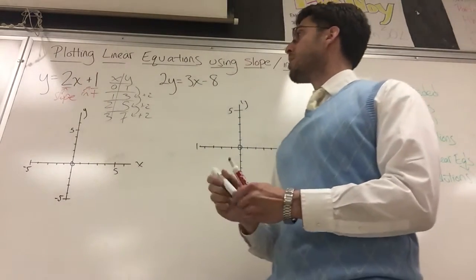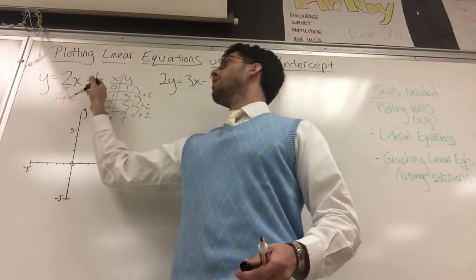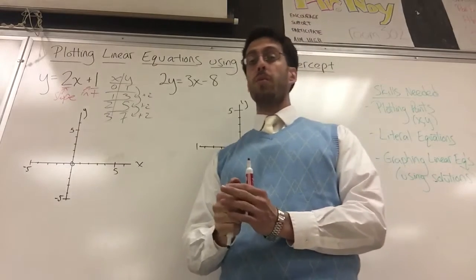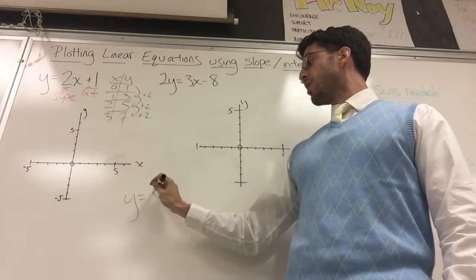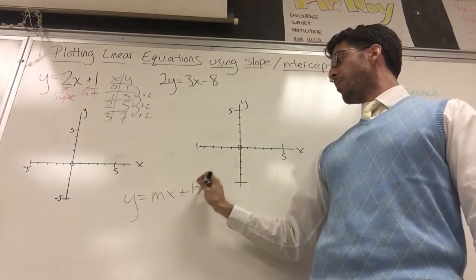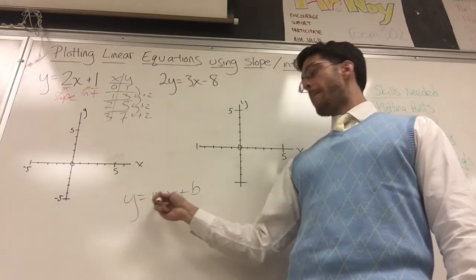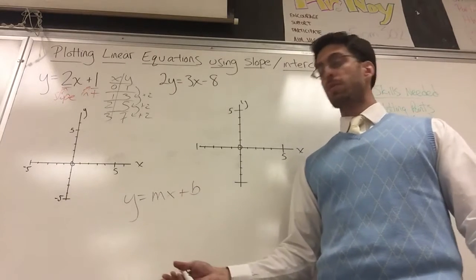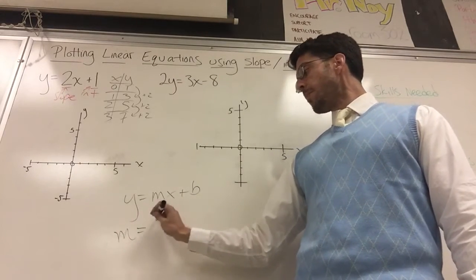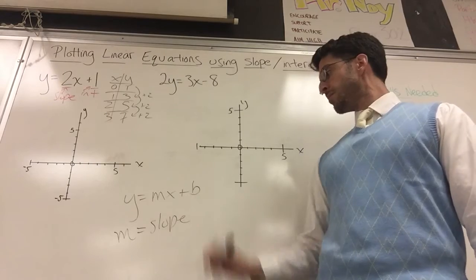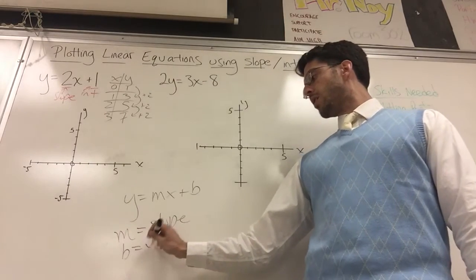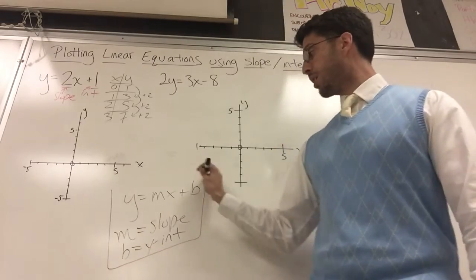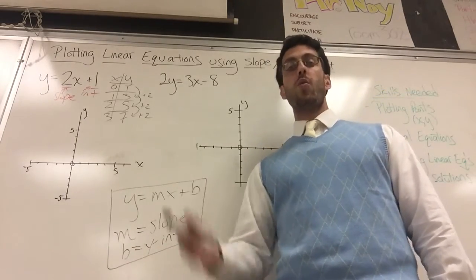So when you're looking at something that looks like this, y equals something x plus something, that is the slope-intercept form. You always want y equals something x plus something. Most math teachers use y = mx + b. The calculator uses y = ax + b. Same thing. m is the slope, and b is the y-intercept. It's where the line crosses the y-axis.